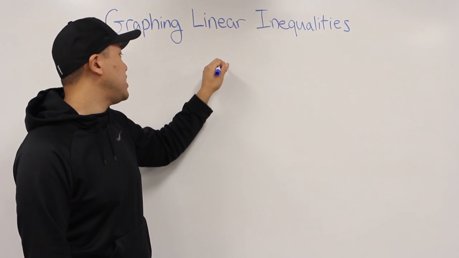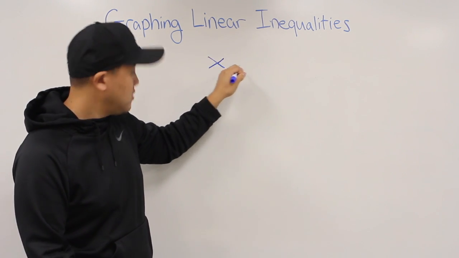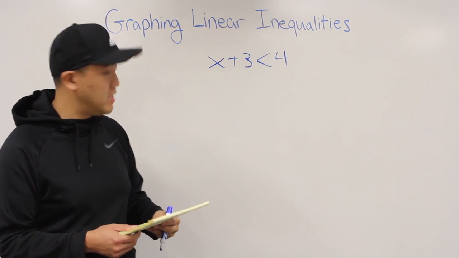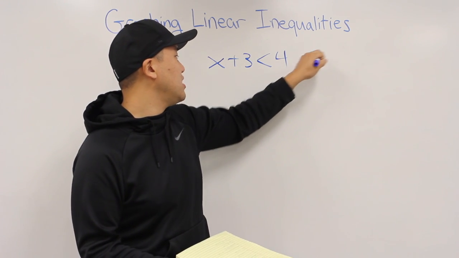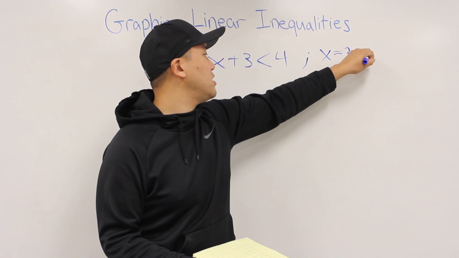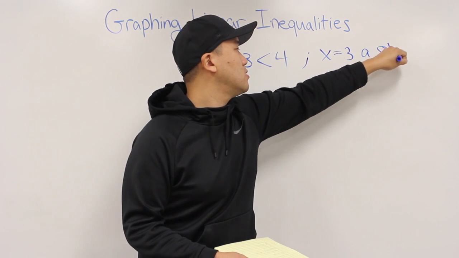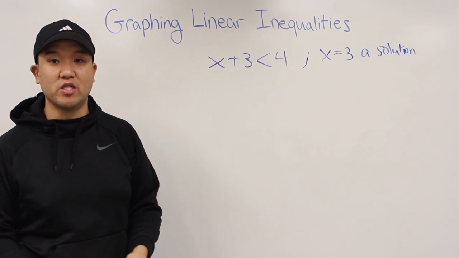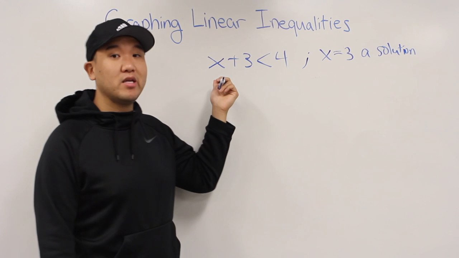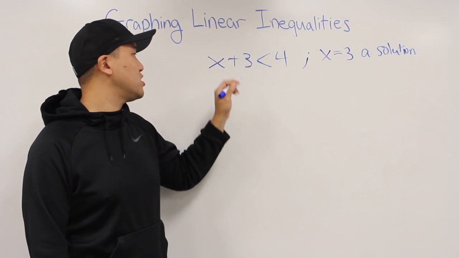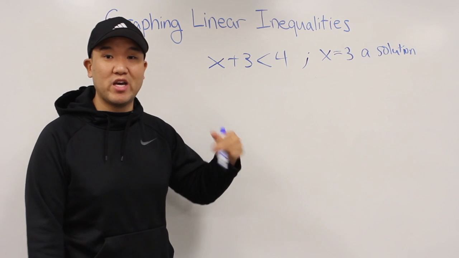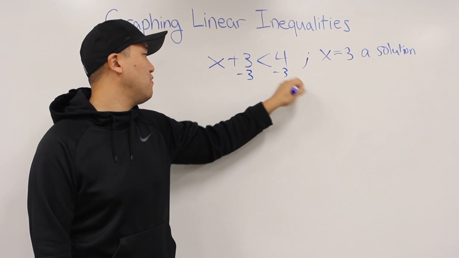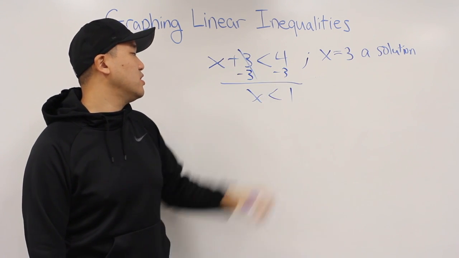Okay, let's try an inequality though. What happens if we have something like x plus 3 is less than 4, and I ask you, is 3 a solution? That's the question. So what we have to do is plug in 3 and see if it works. What you can actually do is solve for x. So how do you solve for x? We treat it just like regular equations. Our goal is to get the x by itself. So x is less than 1.